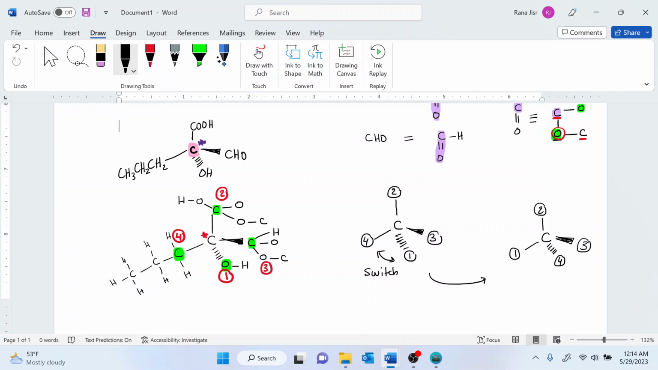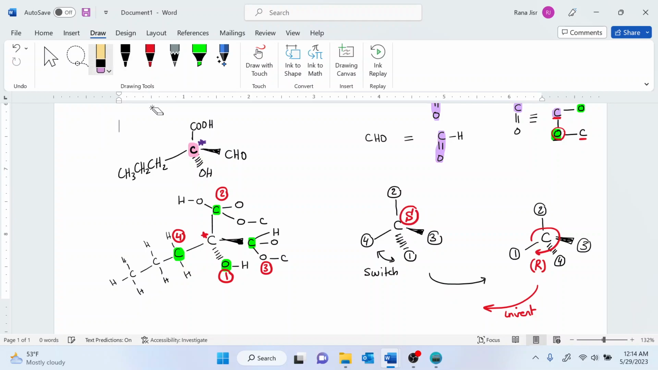So now I'm going to go by 1, 2, and 3. You pass by 4. 4 should always be behind. So when you do the configuration, you go along 1, 2, 3, passed by 4, you don't care about it because it is behind. This is a clockwise, so it is an R configuration, but in reality, it is going to be an S and not an R because you inverted. So here you invert. And now instead of being an R, it is going to be an S configuration.